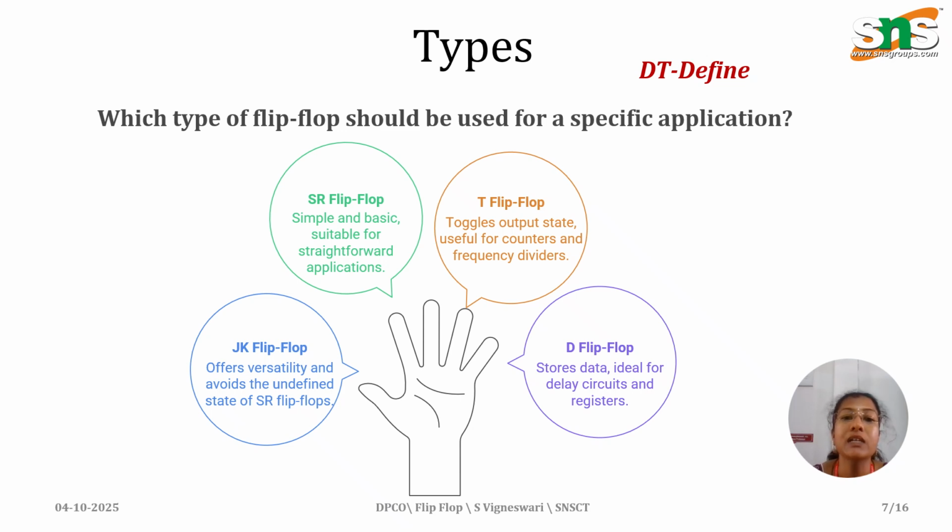And coming to the T flip-flop. The T flip-flop is a toggle flip-flop, where the output state toggles when T is applied as high along with the clock pulse. And the last is the delay flip-flop, or the D flip-flop, where it could store the data and it is useful for creating a delay in the circuit. It is straightforwardly used in the applications of registers. Whatever the register, we could use the D flip-flop.